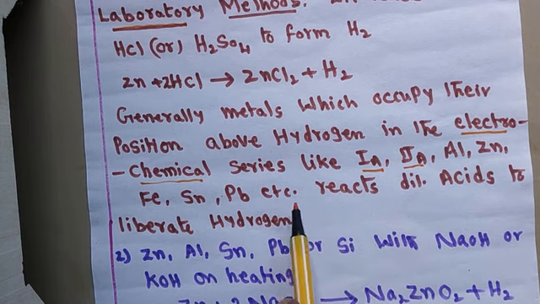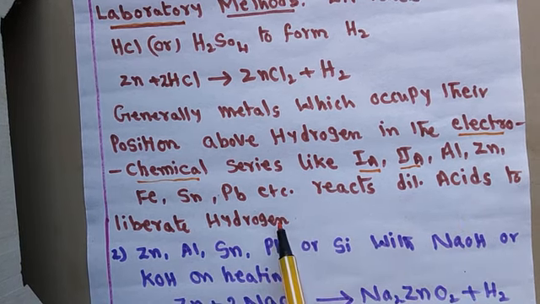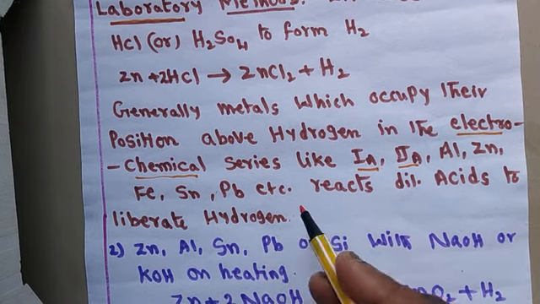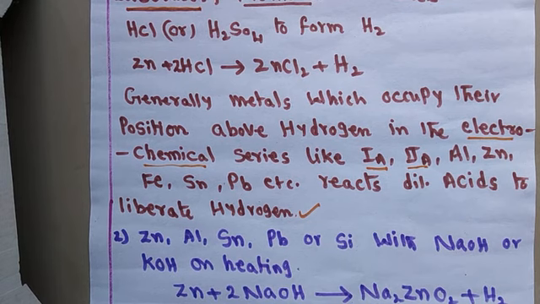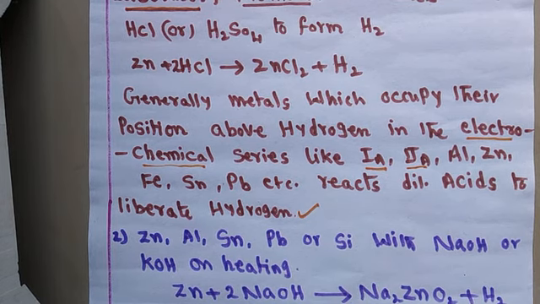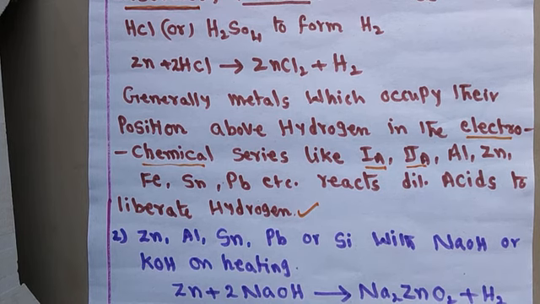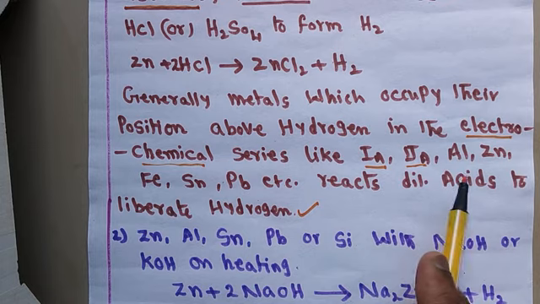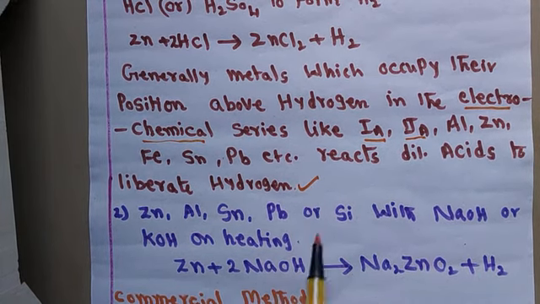So when the reaction takes place, they react with dilute acids to liberate hydrogen. So what happened? Displacement of hydrogen takes place from dilute acids when using the metals above hydrogen in the electrochemical series. Examples are given here, children. So then liberation of hydrogen takes place. That is one of the laboratory methods.